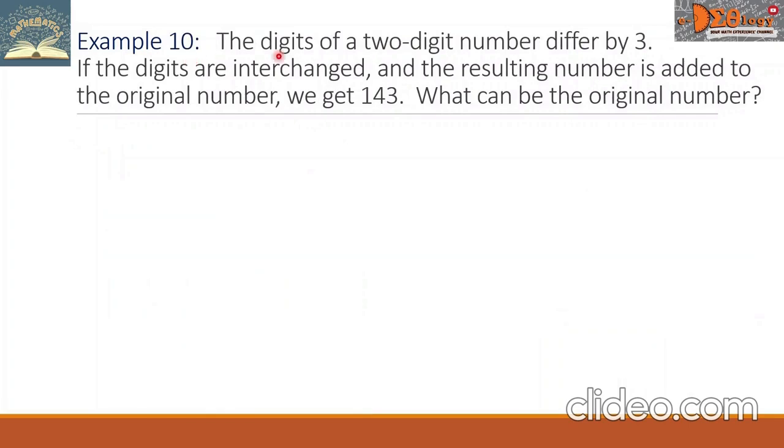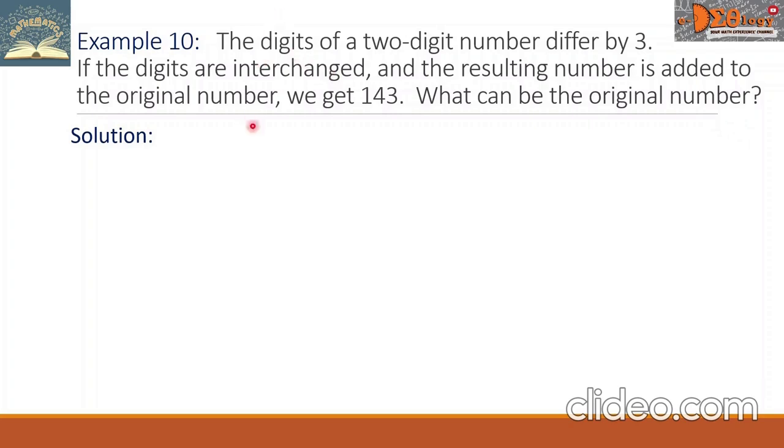Example 10. The digits of a 2-digit number differ by 3. If the digits are interchanged and the resulting number is added to the original number, we get 143. What can be the original number?